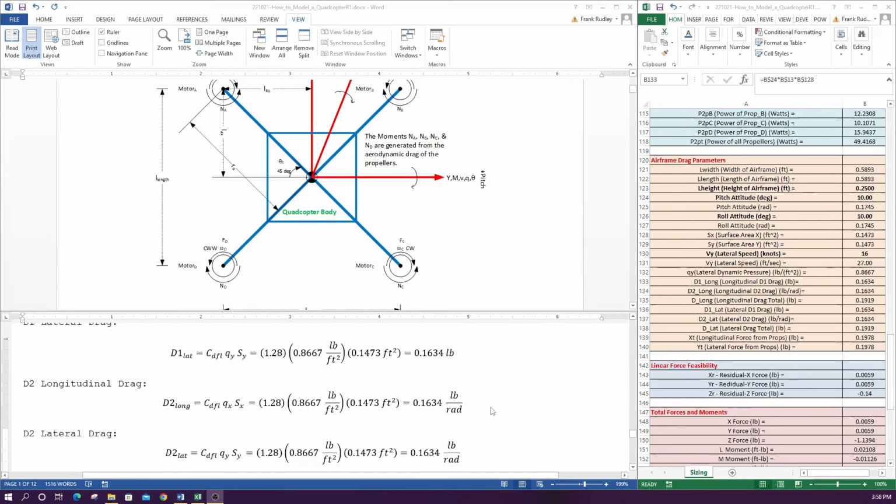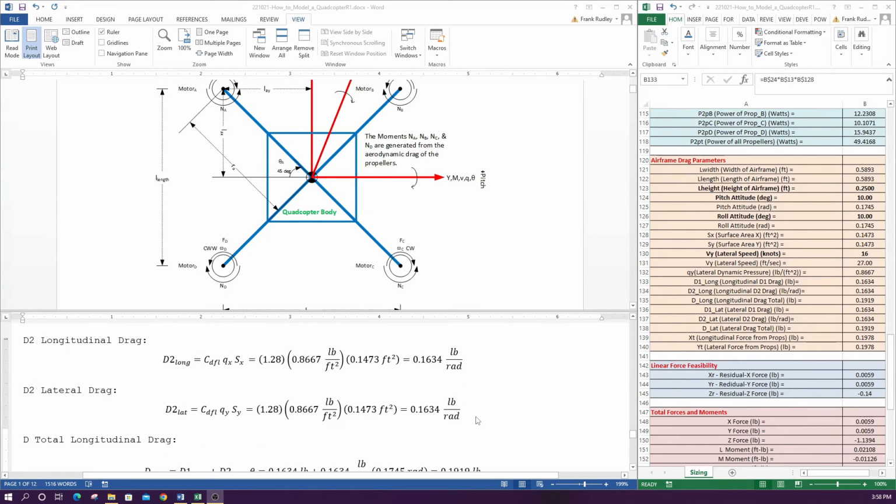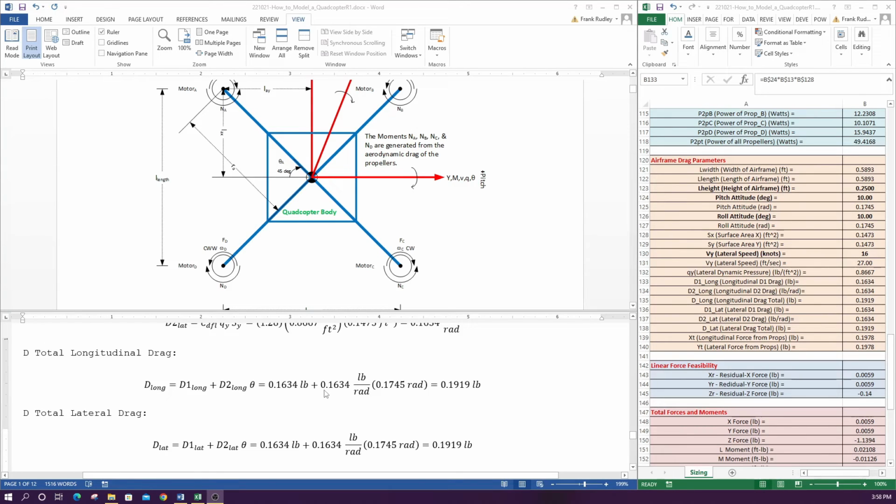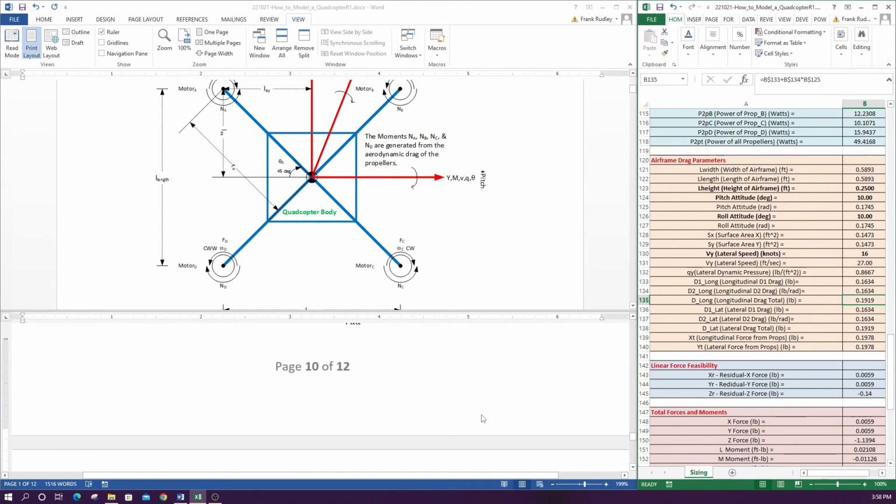So notice how the D2 drag has the same value as the D1 drag, except it's pounds per radian, because that's the drag that's a function of the pitch attitude or roll attitude. So our total drag is going to add up. We include that angle. It was at 10 degrees. So that's the numbers here for our total lateral drag and our total longitudinal drag. So we get 0.1919 pounds for each one of those.